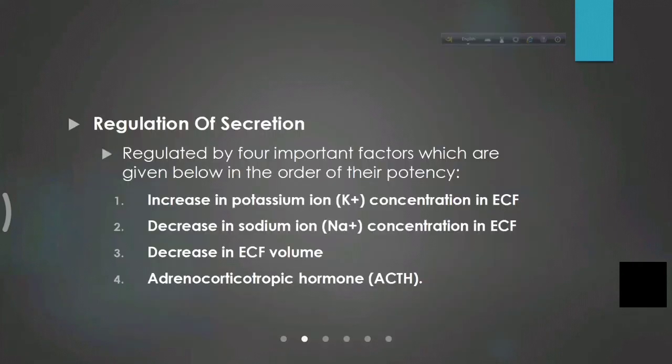Regulation of secretion of aldosterone. Aldosterone secretion is regulated by the following factors: increased potassium ion concentration, decreased sodium ion concentration, decreased cell volume, and ACTH. Out of this, ACTH, the adrenocorticotropic hormone from the anterior pituitary, is the least effective.